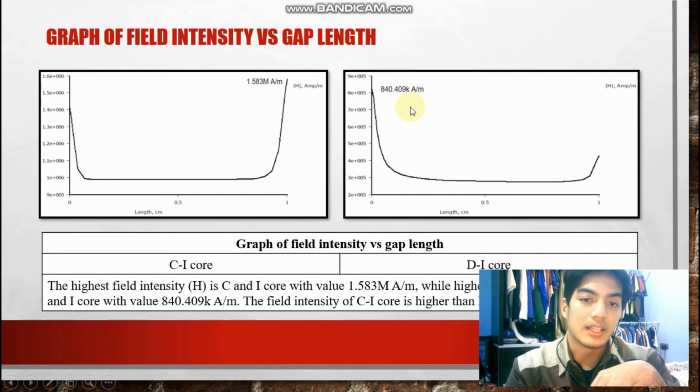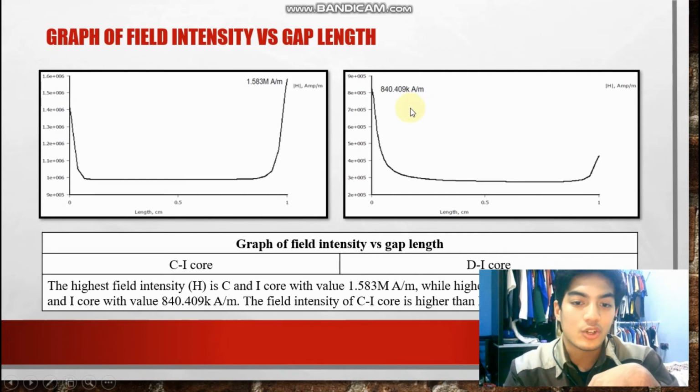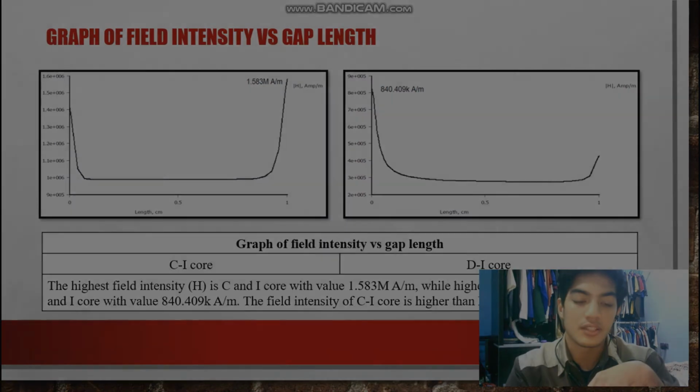As the result shows, the field intensity of the CI core is higher than the DI core. That's all. Thank you.